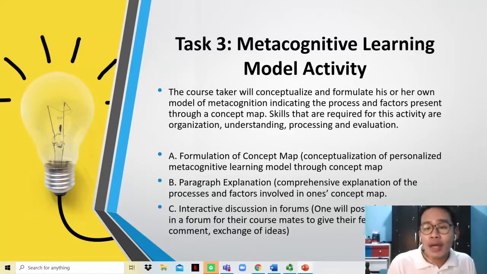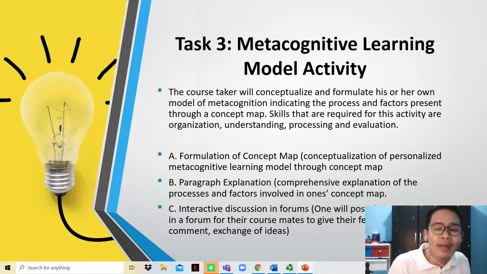Task 3 will be the metacognitive learning model activity. The course taker will conceptualize and formulate his or her own model of metacognition, indicating the process and factors present through the concept map. The skills required for this activity are organization, understanding, processing, and evaluation. Task A will be the formulation of the concept map, the conceptualization of a personalized metacognitive learning model through the concept map.